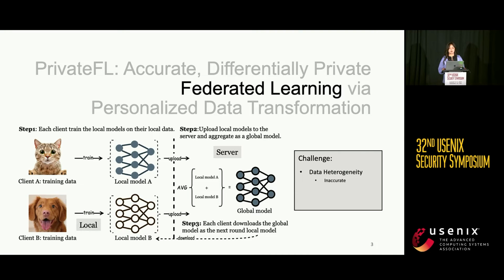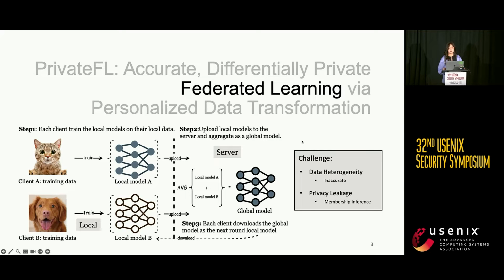However, there are always some challenges here. The first challenge is that data heterogeneity will cause federated learning to be inaccurate. As this figure shows, if we assume client A has training data of cats and client B has training data of dogs, and we let them train separately using their own data and simply average them together, the global model will not perform well on client A's and client B's data. This is the data heterogeneity.